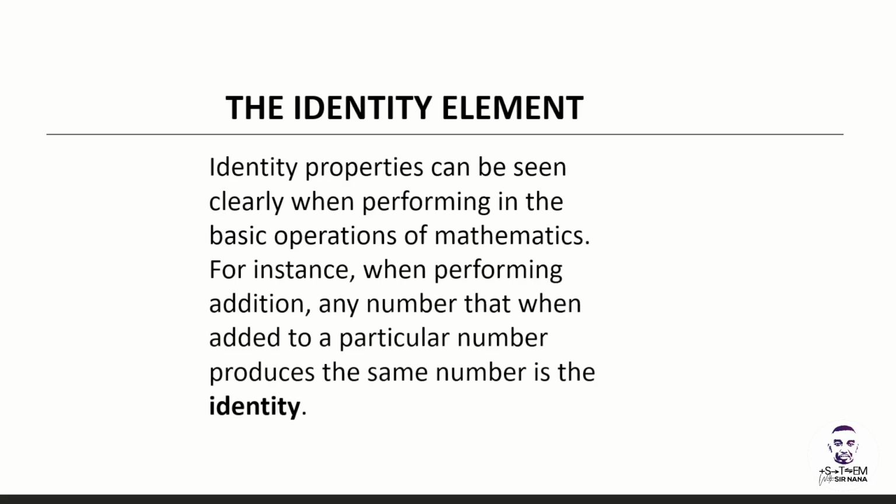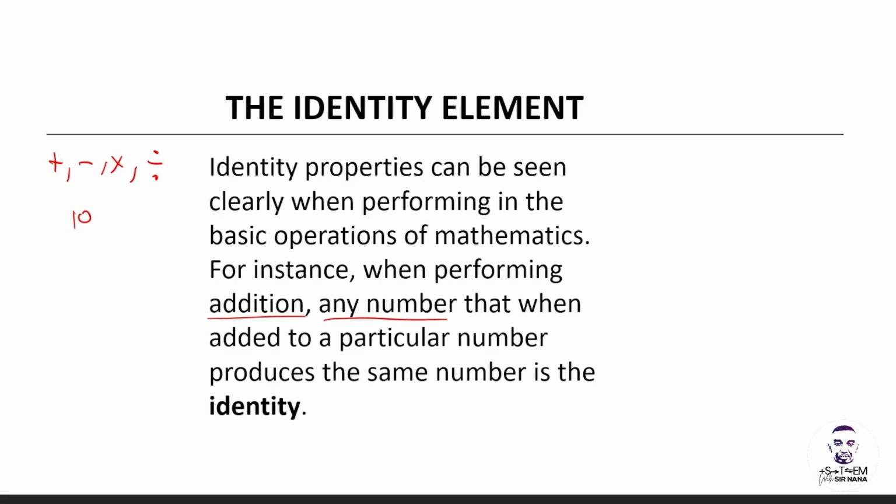For the identity element, we basically have a property where we are dealing with the identity of a number. But we will deal with it in terms of the basic operations first. The basic operations include addition, subtraction, multiplication, and division. For the identity element, when we are dealing with an operation like addition, for instance, let's have any number. Let's use 10.